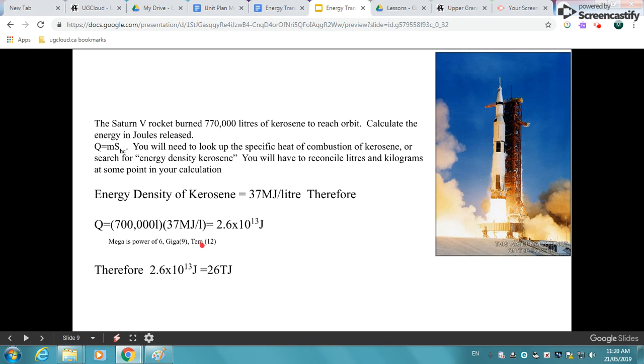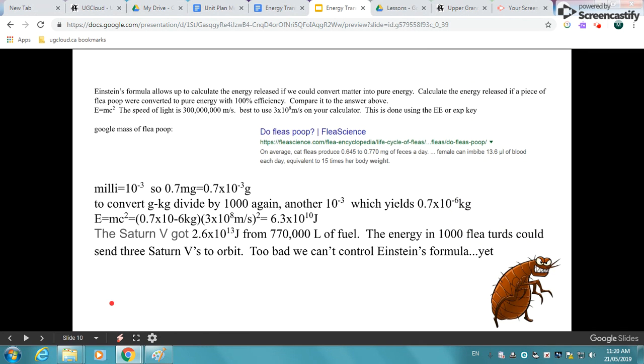Tera is 12. So I could use up 12 of these zeros with the letter T, leaving 10 left. So 26 terajoules of energy. Einstein's formula lets us theoretically compute the total energy available in a chunk of matter completely if we could convert it to energy. The only way we know how to do that is a nuclear weapon.